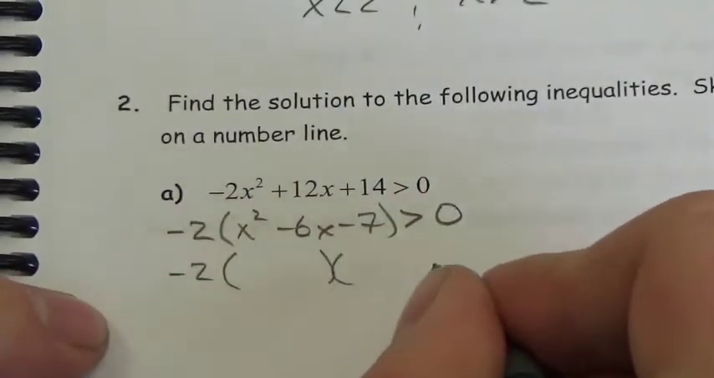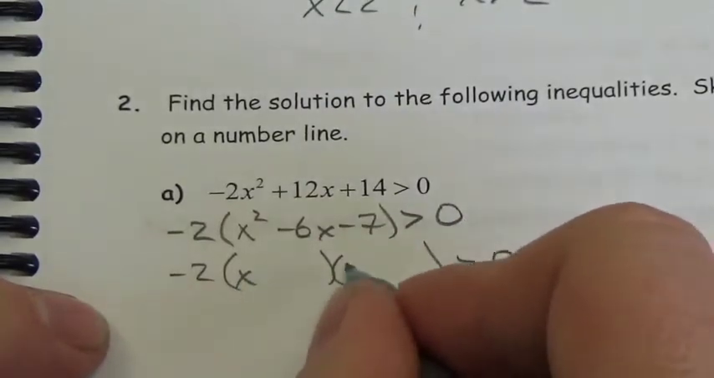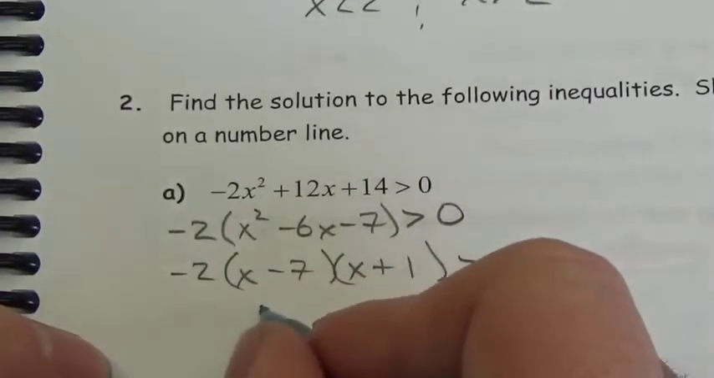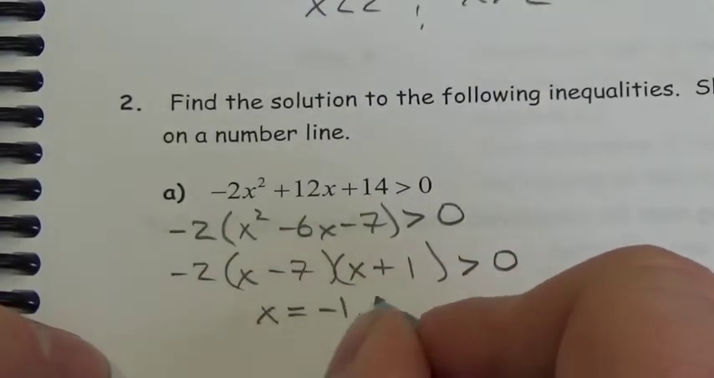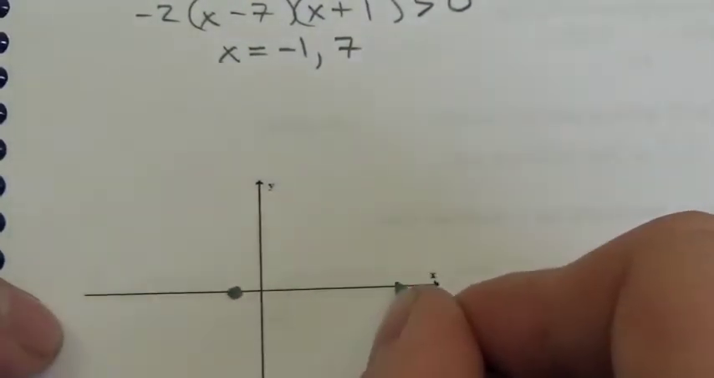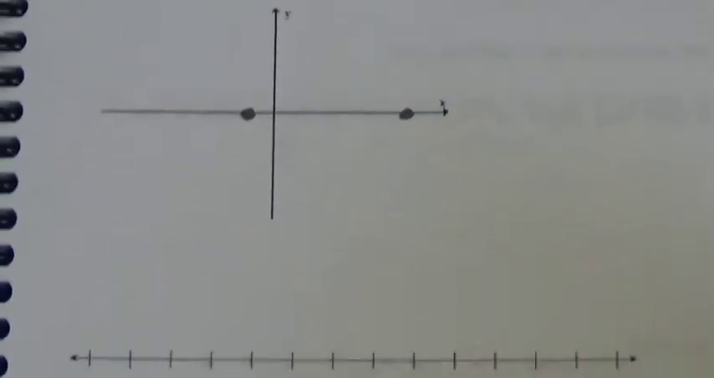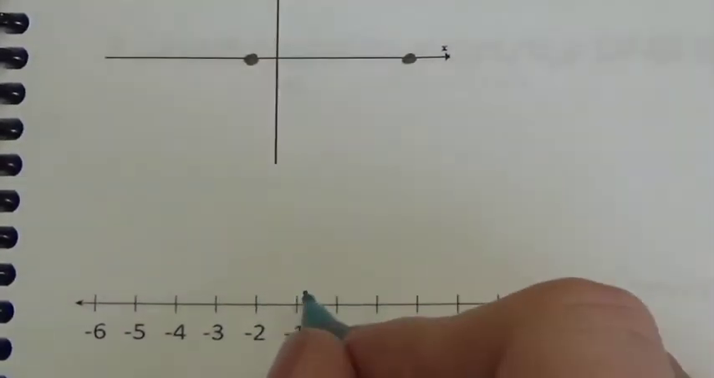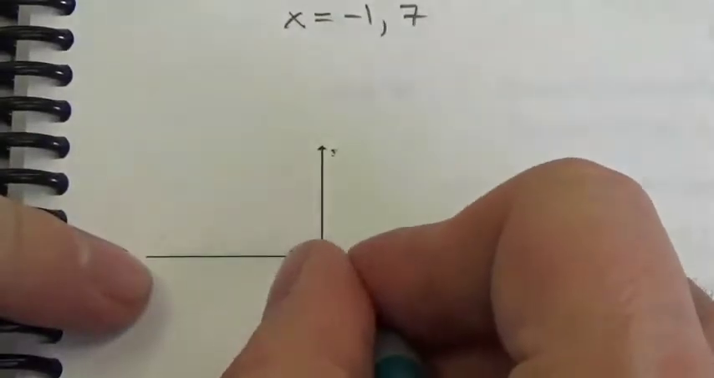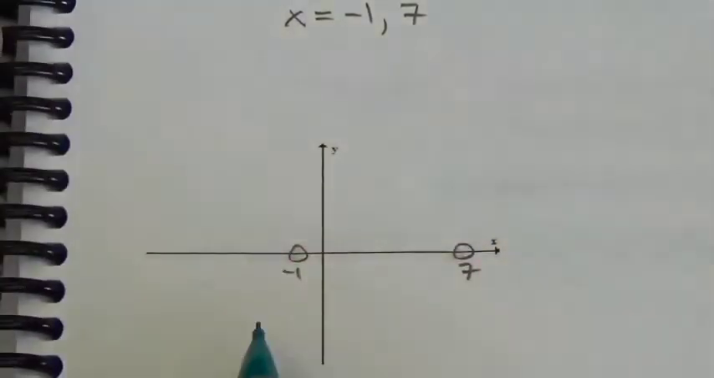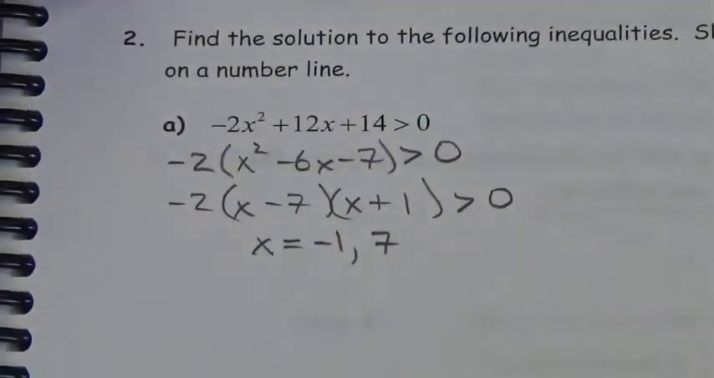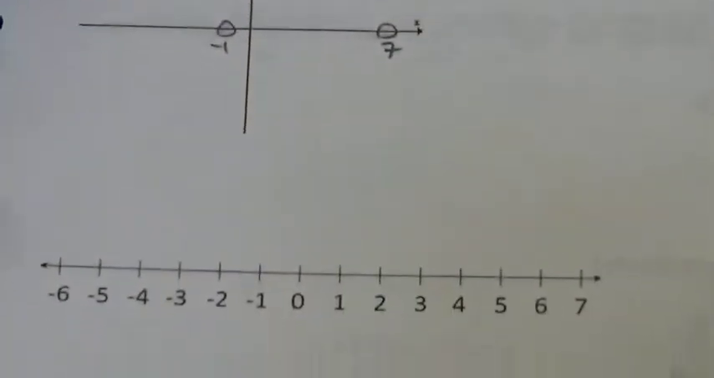So negative 2, and that's going to be x, and my factors of 7 that add to negative 6 will be negative 7 plus 1. So my x-intercepts here will occur at negative 1 and positive 7. Fabulous. So negative 1, positive 7. And in this particular case, I've been given a number line, so I'm going to put negative 1, positive 7. And I'm putting open circles on there because this is a greater than, not an or equal to.